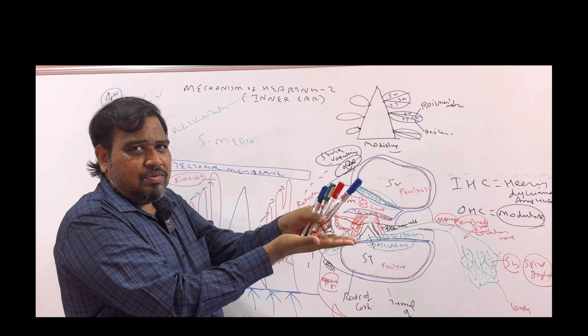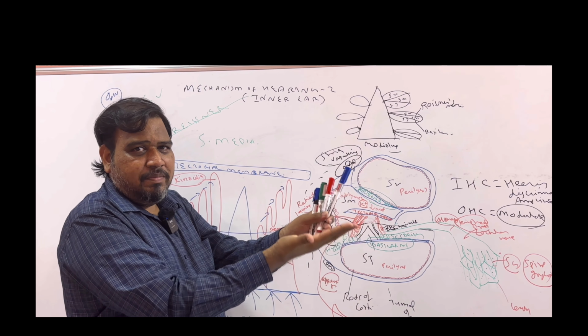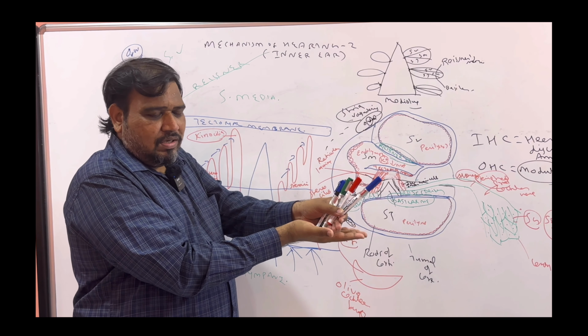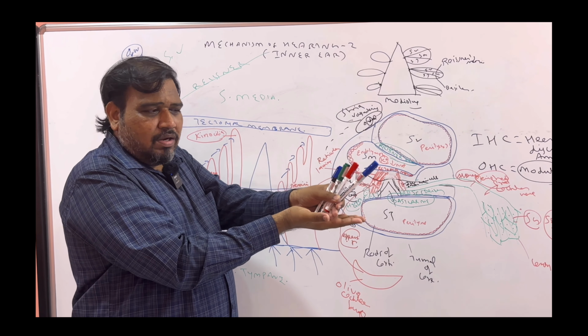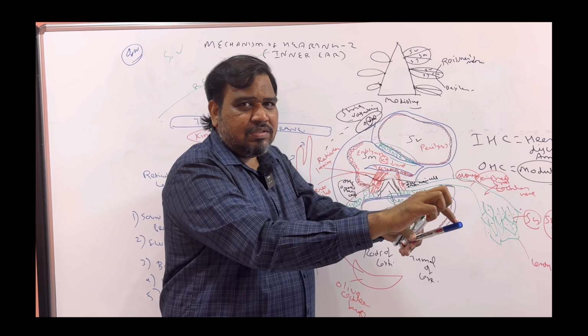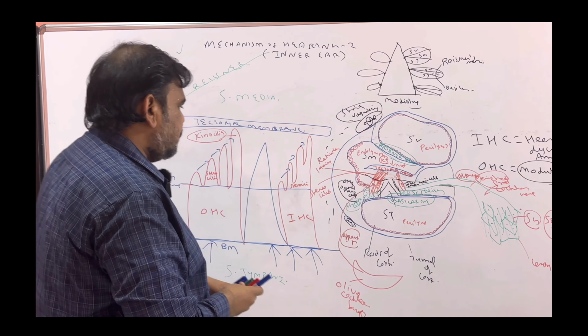As the basilar membrane moves, the cilia bend because of the basilar membrane movement. Again, when the sound I am producing moves the basilar membrane, the cilia move, with the shorter cilia bending towards the kinocilia. Because of this, what happens?